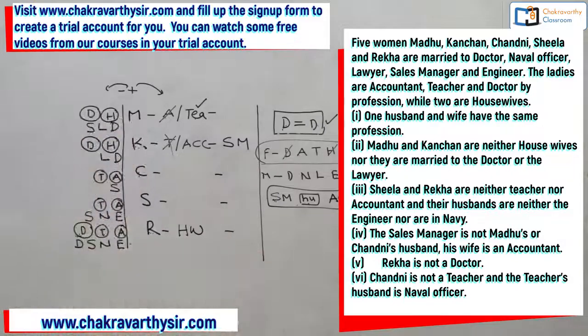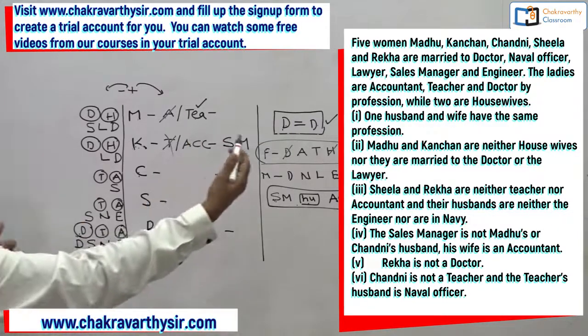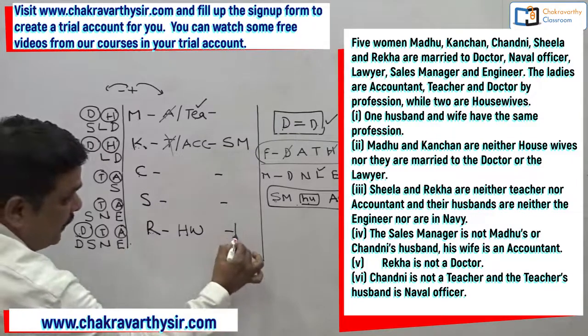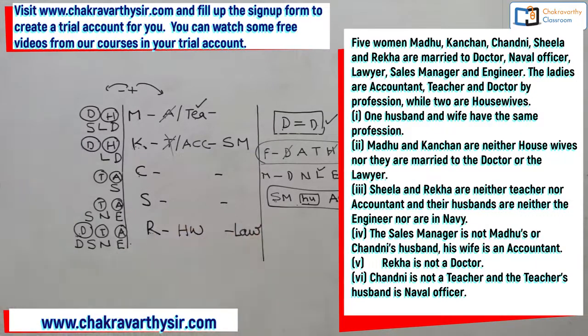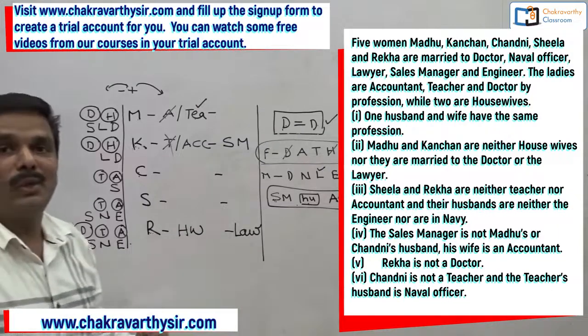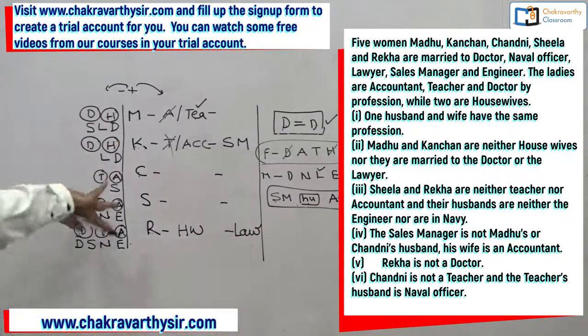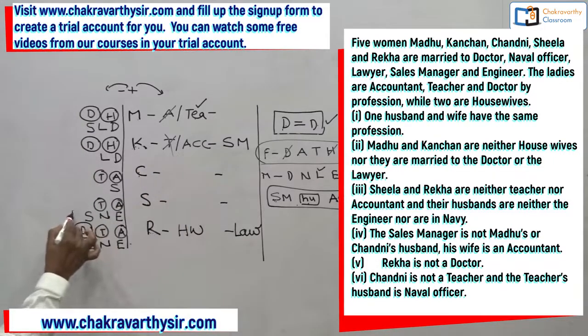Yes sir. Now come back to this one here. Rekha's husband, not an engineer, not a naval officer, not a sales manager, not a doctor. Only one thing is left out. What's that one? Engineer, naval officer, sales manager, doctor. The left out one is lawyer. Now Rekha's husband should be lawyer. Right. How many lawyers are there in the group? Only one lawyer. So when that lawyer is accommodated here, for other ladies, husband should not be lawyer. Right? Here also not a lawyer, of course that is there.